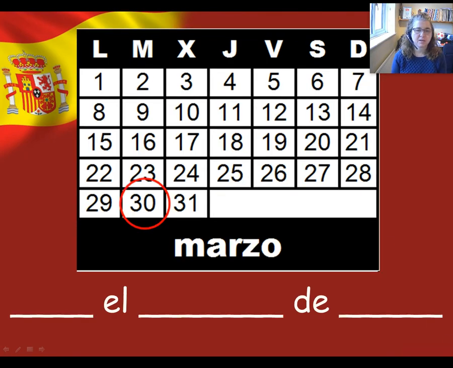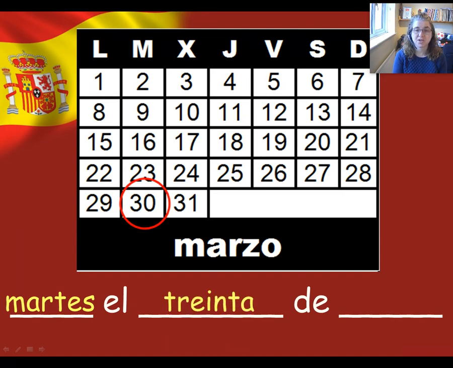There we are. So, we've got a different day of the week. We've got a different number and a different month this time. So we've got our el and we've got our de for the second word and the fourth word, but we're missing the day, the number, and the month. What do we need to put into the first space for this date? That's right, we need martes, Tuesday, the. Then what goes into the second space?